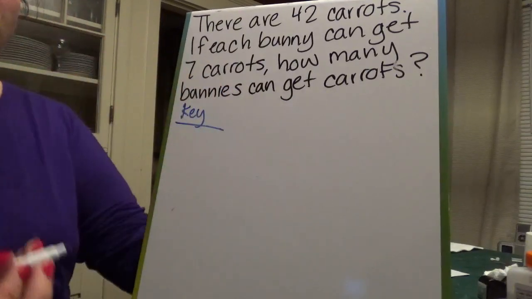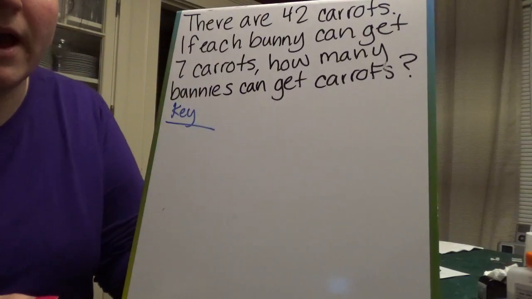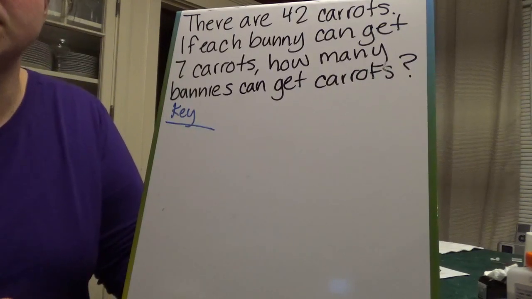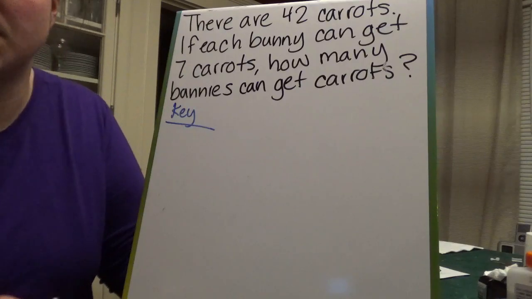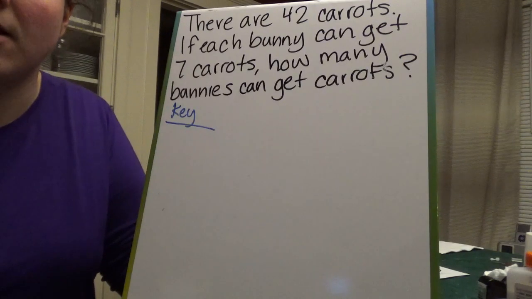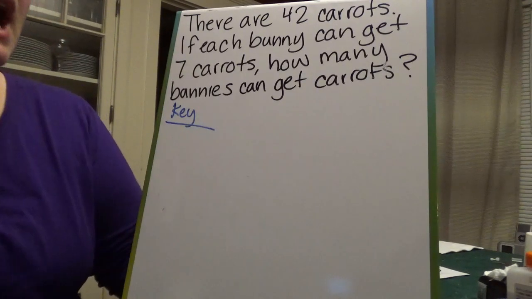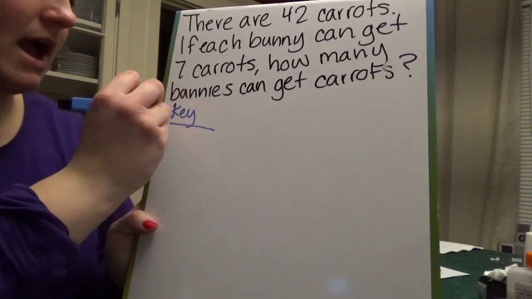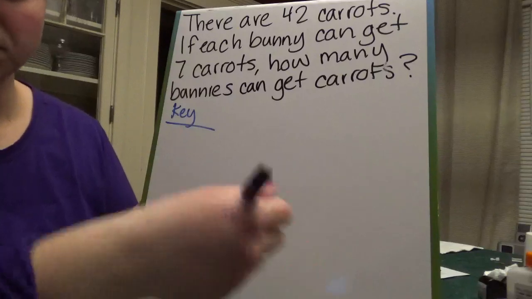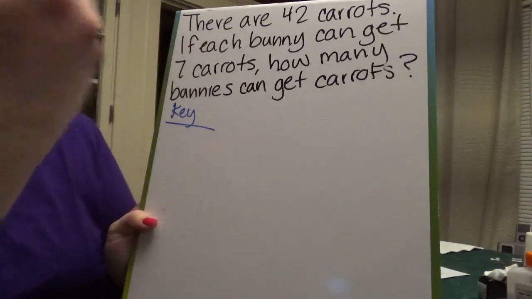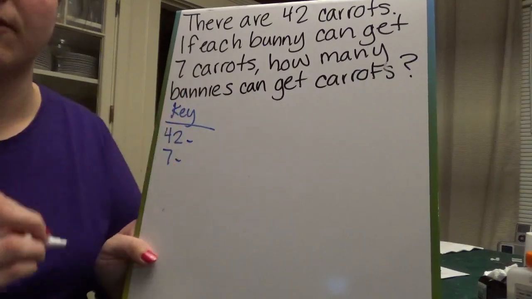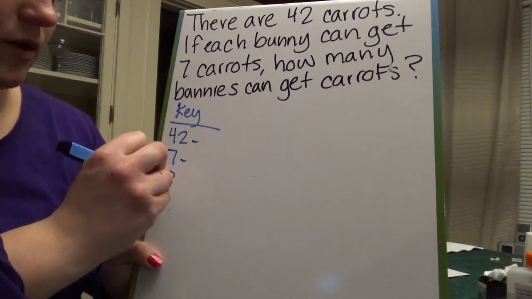So, hopefully you realized when you read this problem that this is not just an addition or subtraction problem. I'm not just taking 42 and adding 7 or taking 42 and subtracting 7, but instead it's an equal group problem. So that means I'm going to have my groups, my number in each group, and a total. We have two numbers in this problem, 42 and 7, and a question mark.